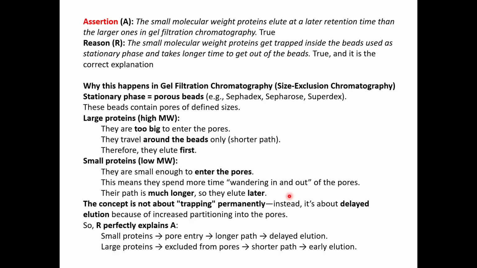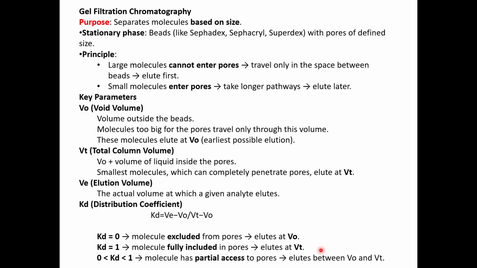So this is because of your partitioning into the pores, and it's about the delayed elution, which will be due to the increased partitioning into the pores. So basically, in your assertion and reasoning here, A is correct and R is the perfect explanation. Small proteins: pore entry, longer path, delayed elution. Large proteins: excluded from the pores, shorter path, early elution. This is what you have to basically remember.